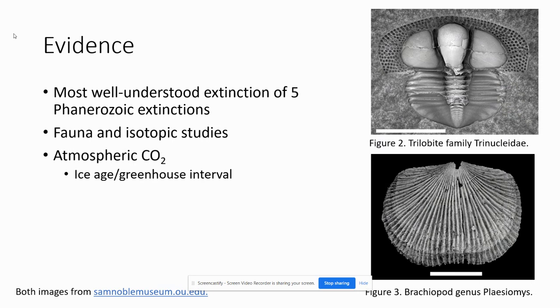So some evidence of the extinction comes in a couple different avenues. According to an article in the Annual Review of Earth and Planetary Sciences, the Ordovician extinction is one of the most well-known extinctions of the 5 Phanerozoic extinctions. We know the most about it. And most of our knowledge comes from fauna and isotopic studies, as well as the study of CO2 in the atmosphere. And we can connect this with the global warming that's going on today.